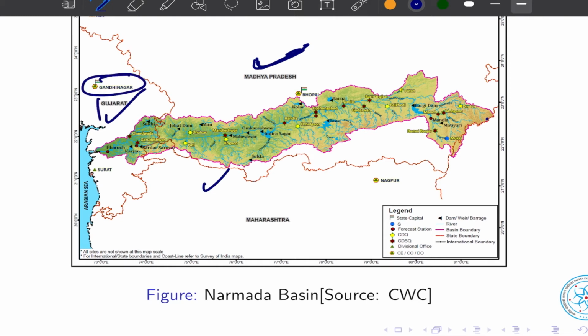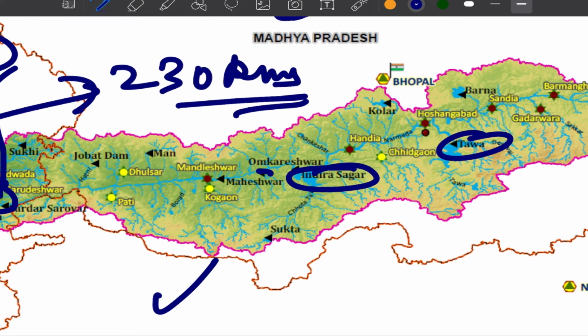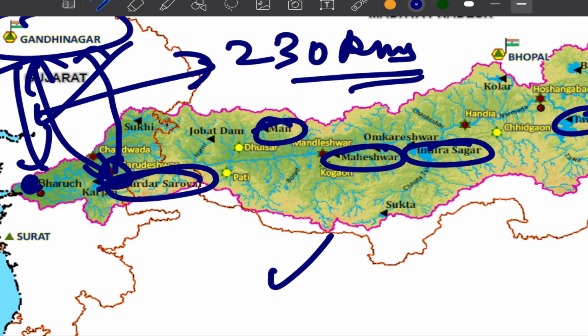And Gandhinagar is situated somewhere here, around 230 kilometers north of Narmada, north of the Sardar Sarovar Dam, which is located somewhere here. And the Narmada Canal takes off from Sardar Sarovar Dam, going through Gandhinagar, Ahmedabad, and then flowing towards the northwestern part of Gujarat all the way to Kutch. And you see that on this basin, you would see a number of projects. So Bargi Dam, Tawa Dam, Indira Sagar Dam, Maheshwar Dam, Man Dam, and finally Sardar Sarovar Dam, in addition to Sukhi, Jobat Dam, Sukta Dam.